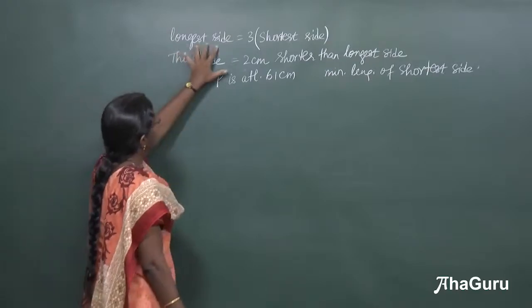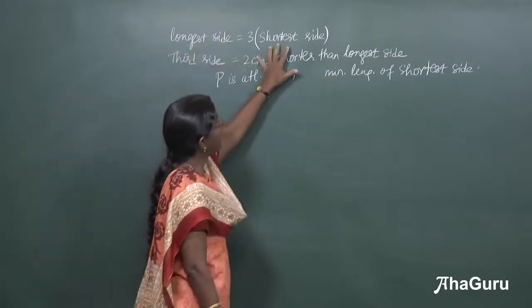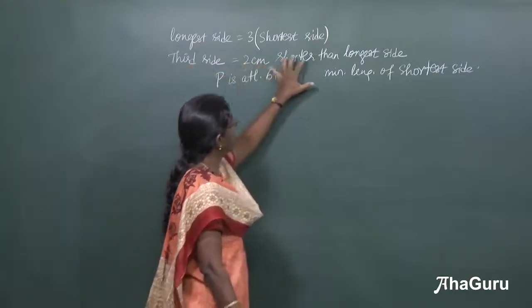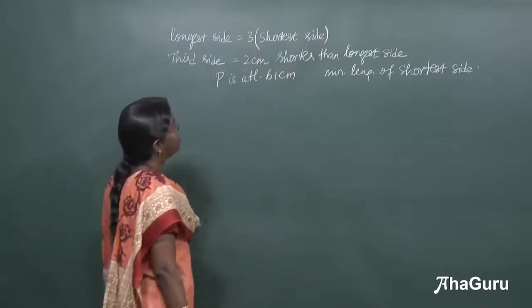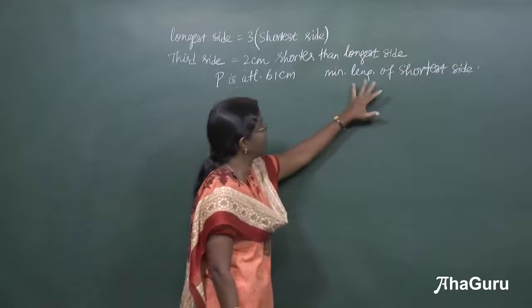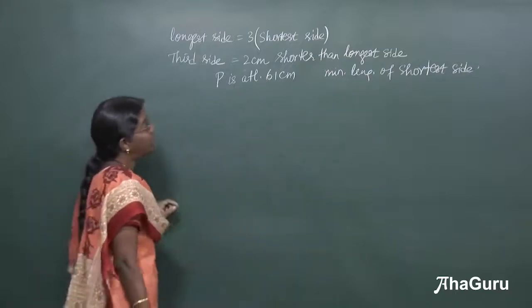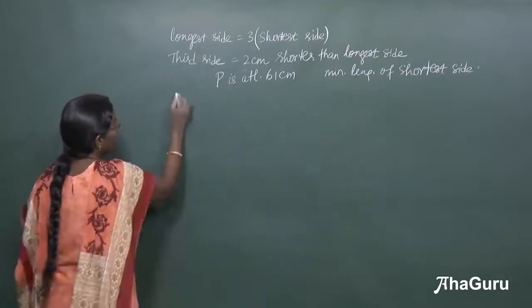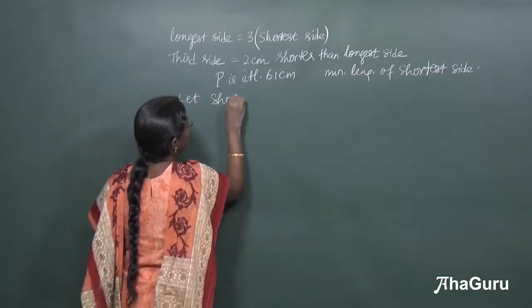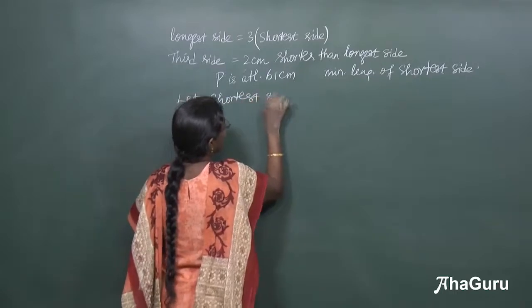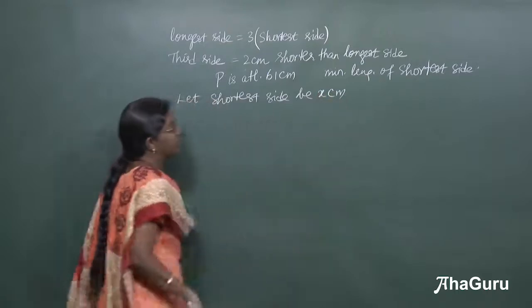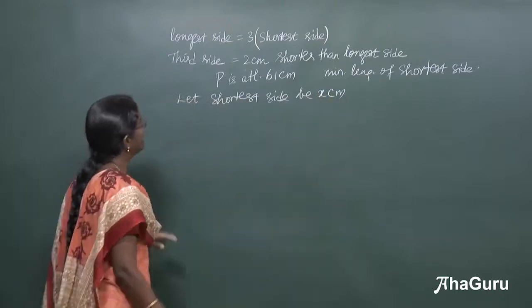In a triangle, we are given the longest side is 3 times the shortest side and the third side is 2 centimeter shorter than the longest side. If the perimeter is at least 61 centimeter, we have to find out what is the minimum length of the shortest side. So we will start with, let the shortest side be some x centimeter.